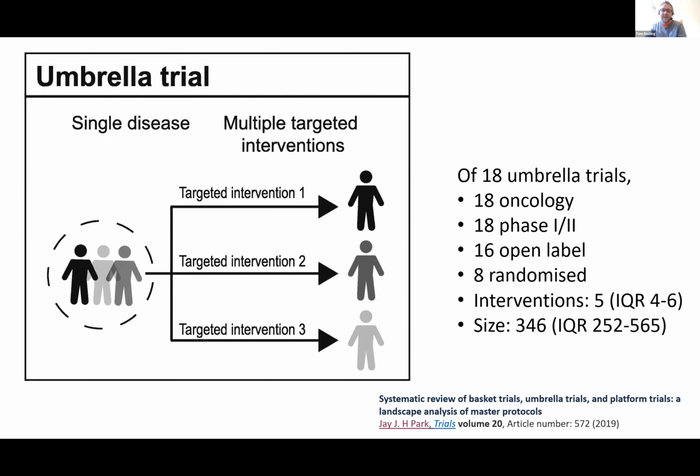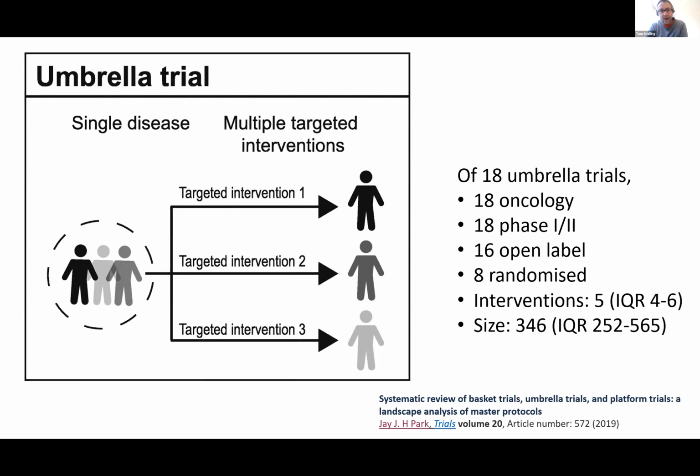And so there are not a lot of umbrella trials that have actually been implemented. There are a couple dozen of these umbrella trials now, again, almost exclusively in the oncology space. And again, generally implemented as early phase trials, either phase 1 or phase 2, or a bit of phase 1 and phase 2. Again, these are almost always open label.